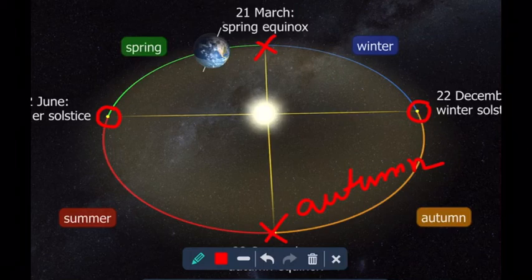Okay, so these 4 dates you need to know, and what they are you need to know. And you also need to practice image 3.3, equinox and solstices. So that's it for the day, students. Please read solstice and equinox and then solve the questions which I have sent to you. We will discuss the question answers next week.